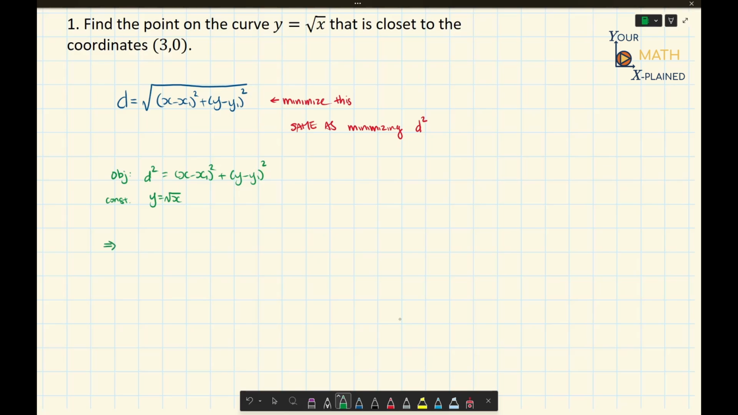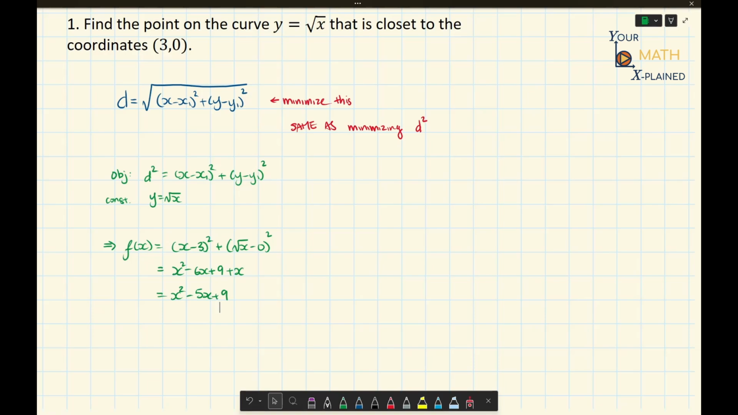And then we're just going to rename our objective equation as a function of x, so f of x, and that is going to be equal to x minus, and here our x1, y1 would be the coordinate of that point, which is (3, 0). So this would be (x minus 3) squared plus (square root of x minus 0) squared. And then just expanding and simplifying this is going to give us x squared minus 6x plus 9 plus x, which simplifies to x squared minus 5x plus 9.